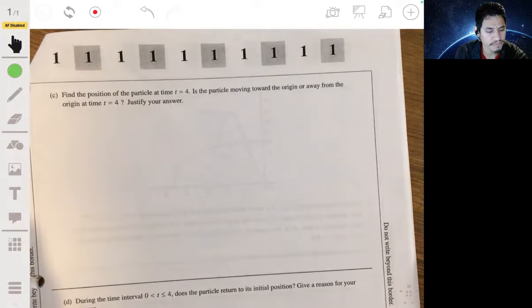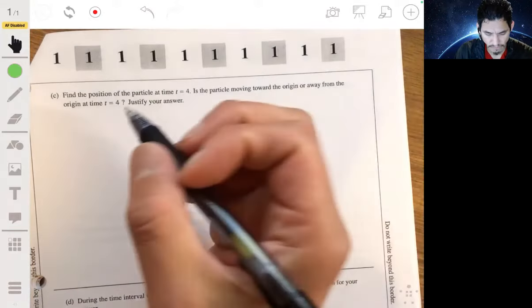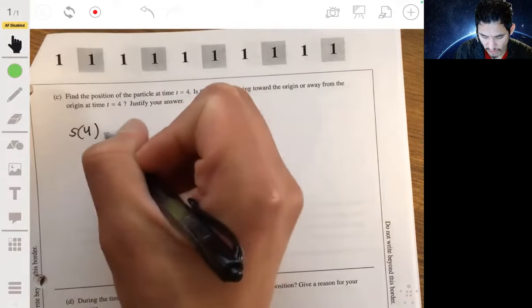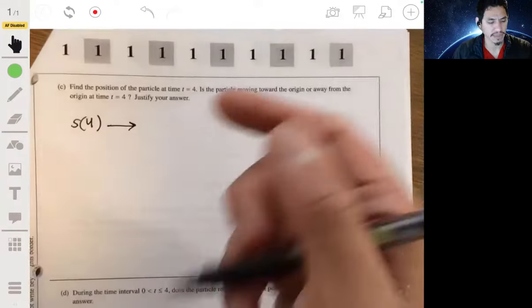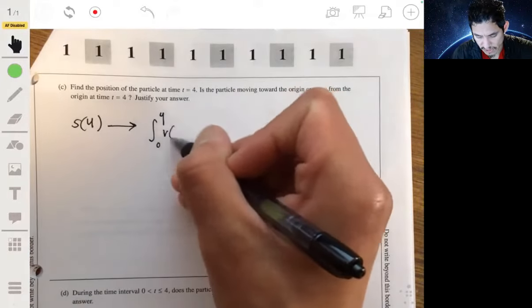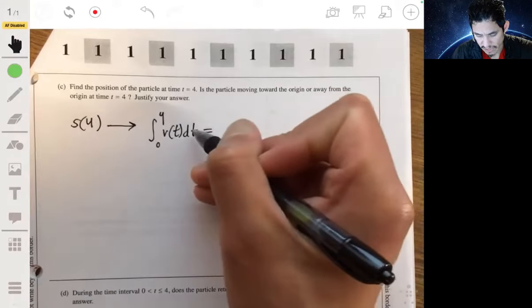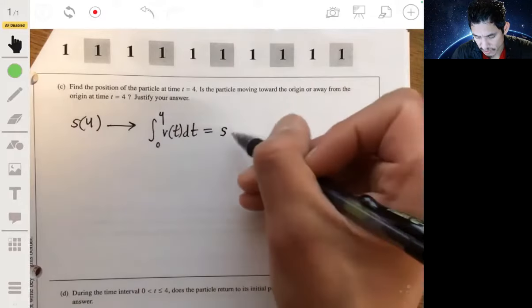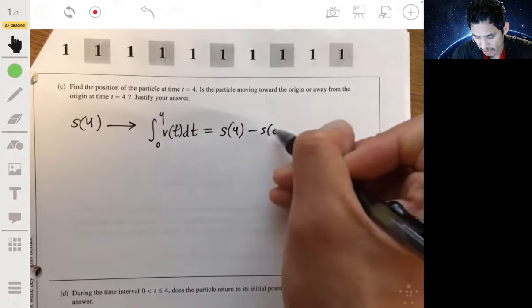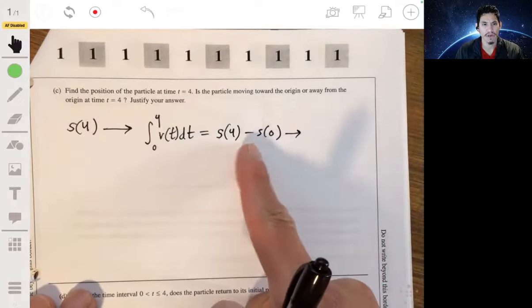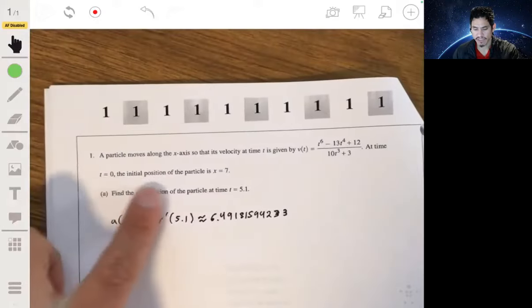Okay, so let's first find the position. We want to find s of 4. One way to do this is to set up an integral, the integral from 0 to 4 of v of t dt, because remember, the antiderivative of v of t will be s of t. And so when we solve this, we'll get s of 4 minus s of 0. We know what s of 0 is because that's the initial position, which is 7.